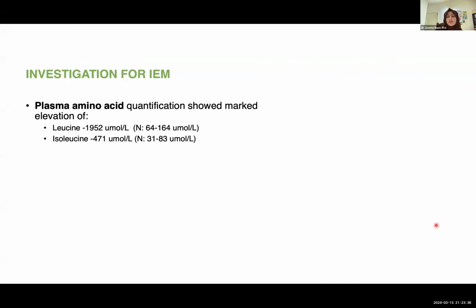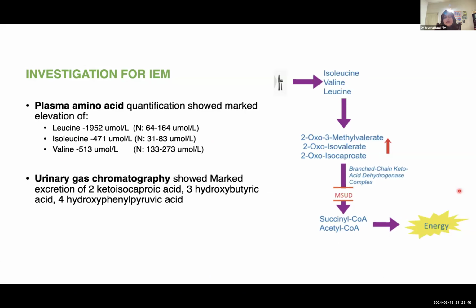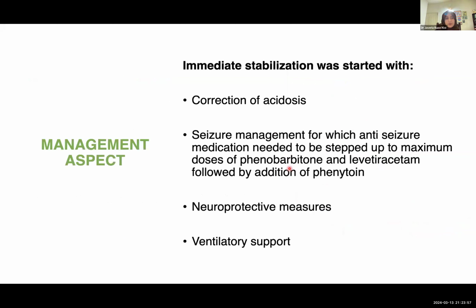The plasma amino acid quantification showed marked elevation in the leucine, isoleucine, and valine. So these are the branched chain amino acids which start to accumulate when there is deficiency of the branched chain keto acid dehydrogenase complex, and the respective keto acids start to come in the urine, and there was marked excretion of the keto isocaproic acid, confirming the diagnosis of maple syrup urine disease.